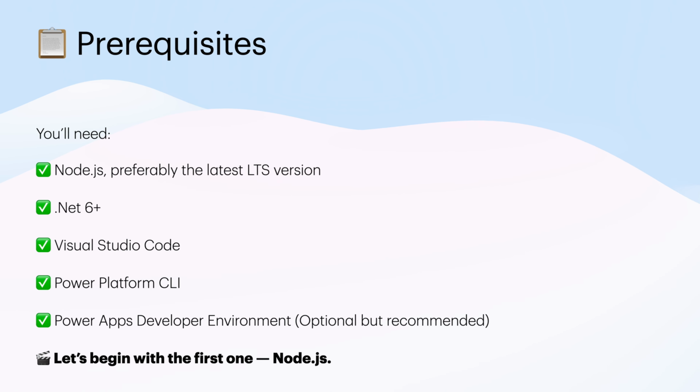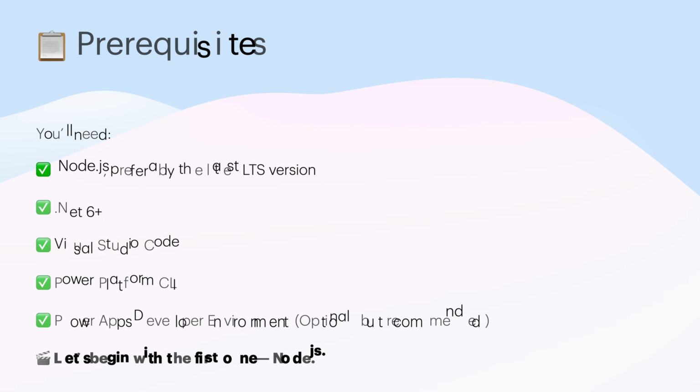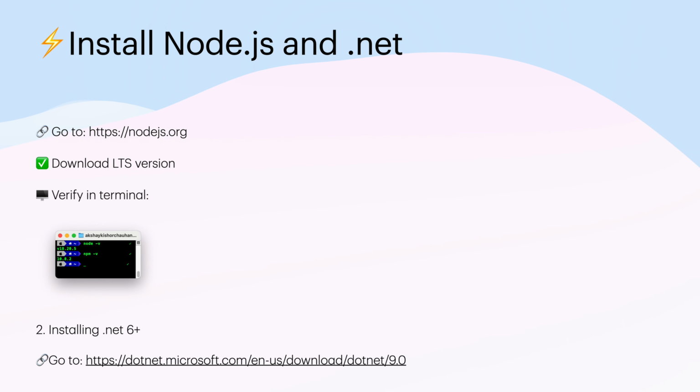Alright, now that you know what you need, let's get started with the very first one, Node.js. Let's start with the first critical requirement, that is installing Node.js and .NET. Head over to nodejs.org and download the latest LTS version. This ensures compatibility with the Power Platform CLI and PCF tooling. After installing, open your terminal and verify both Node and NPM using the commands shown on the screen, node -v and npm -v. You should see version numbers displayed. That means you are good to go.